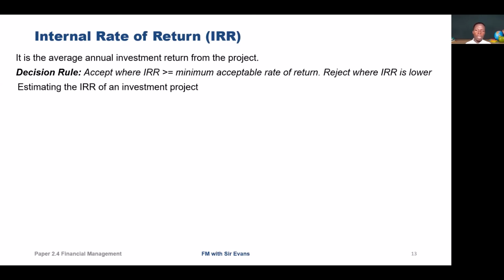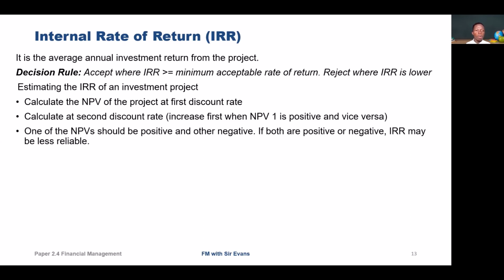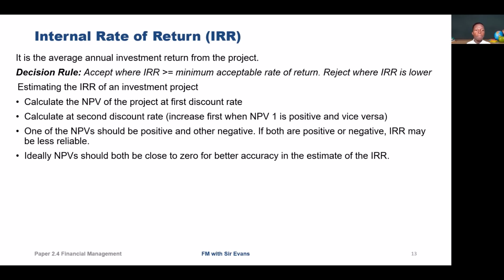So to estimate the IRR of an investment project, we first calculate the NPV of the project at the first discount rate. Then we calculate at a second discount rate. Now, to get a second discount rate, you will not often be given one. Sometimes you are not even given the first discount rate, so you must come up with a discount rate, but there are certain things that must guide you. If the first discount rate gave you a positive NPV, then you need to increase it to get your second discount rate. But if it gave you a negative, then you reduce it. Now, one of the NPVs should be positive and the other should be negative. If both are positive or negative, it is fine, but the IRR may be less reliable. Ideally, both NPVs should be close to 0 for better accuracy in the estimate of IRR.